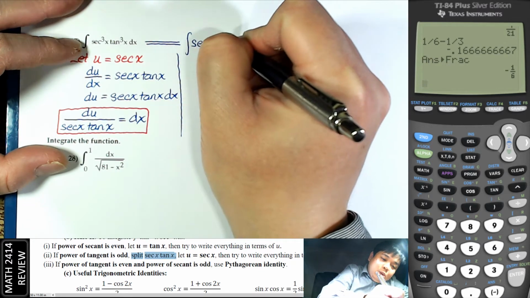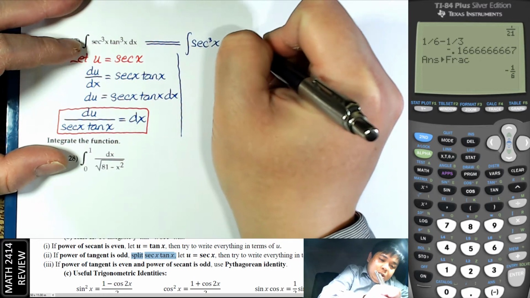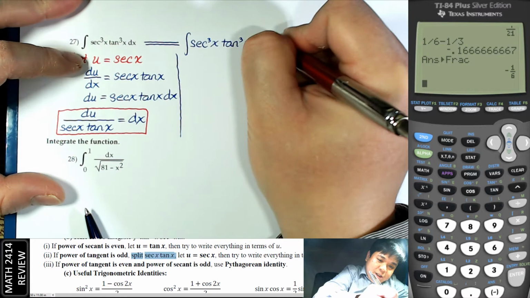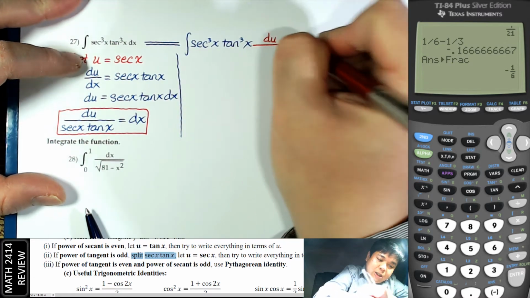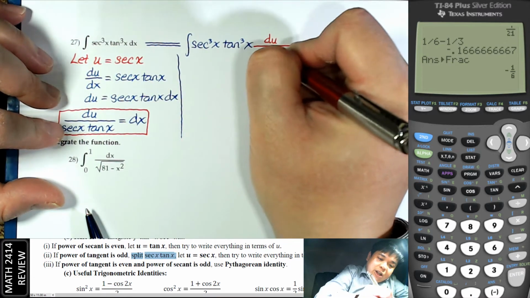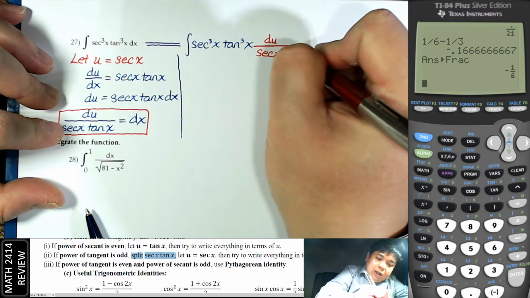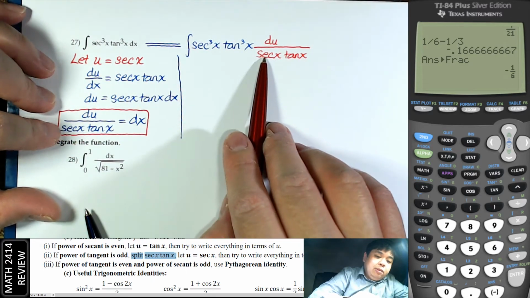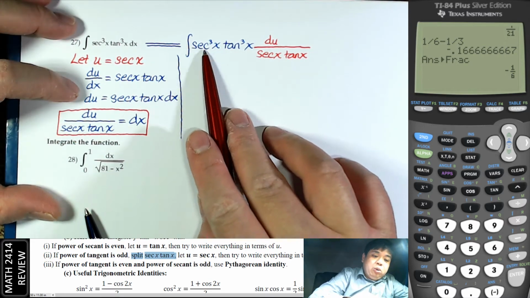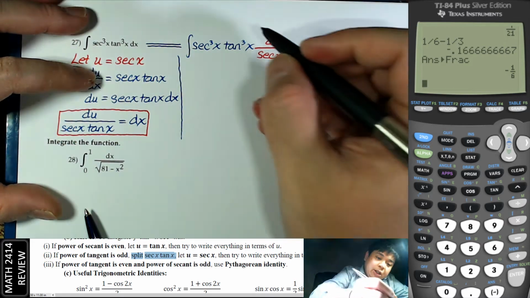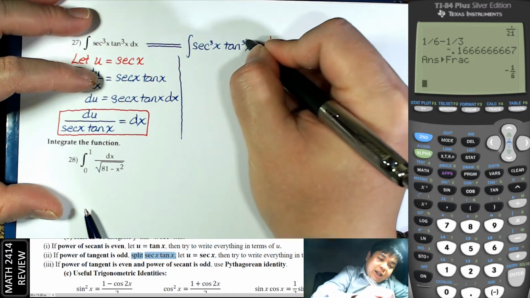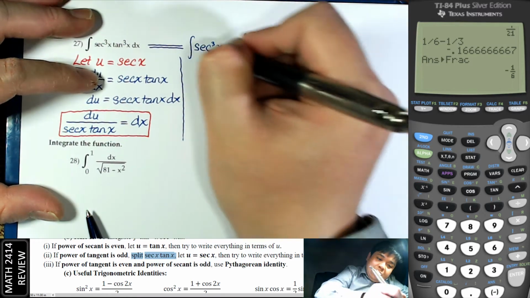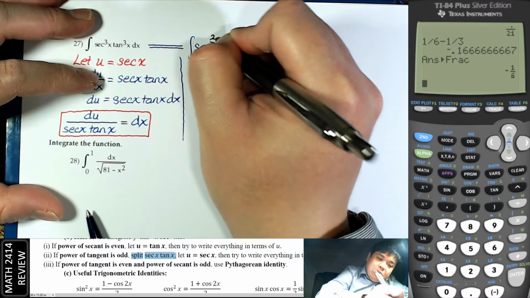and tangent cube. The dx, now I substitute in du over secant x tangent x. As you see, we need the secant x there to cancel, so that's why I do not write it as u. Right, tangent x cancels out, there's 2 left. Secant x cancels out, there's 2 left.